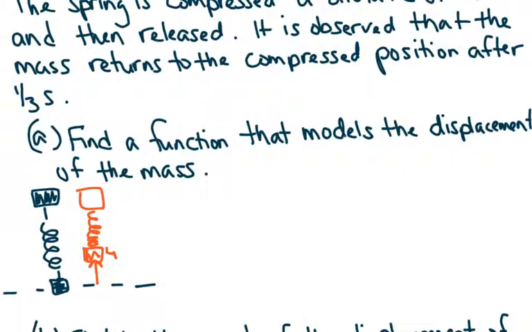If a graph starts at its point of equilibrium, we use a sine function. But if the graph starts at a maximum or minimum value, we would use a cosine function. Well, since we're compressing the spring to 4 centimeters, we're going to use a cosine function. So y is equal to a cosine of kt.